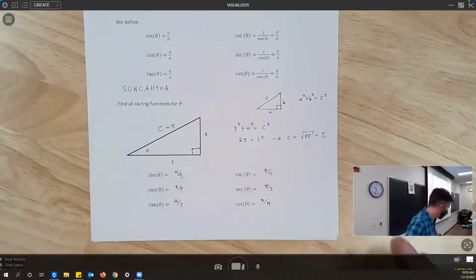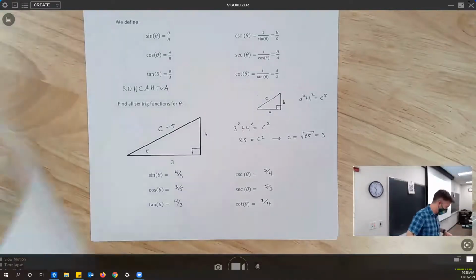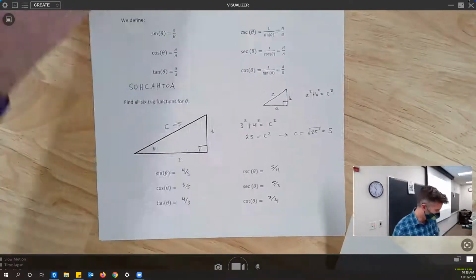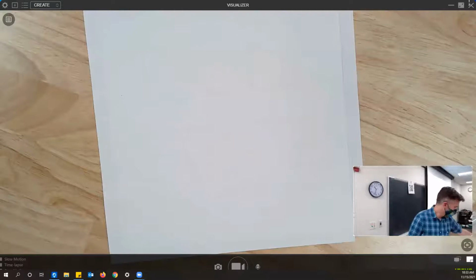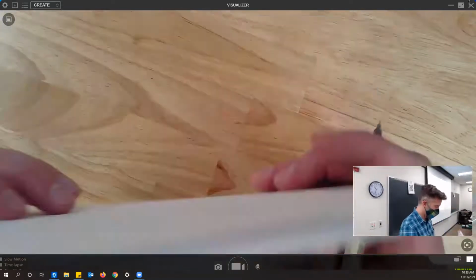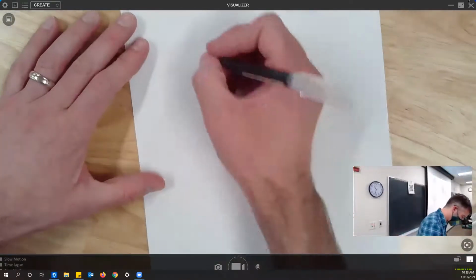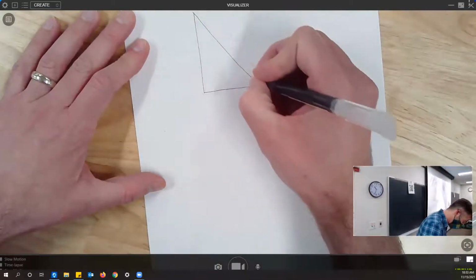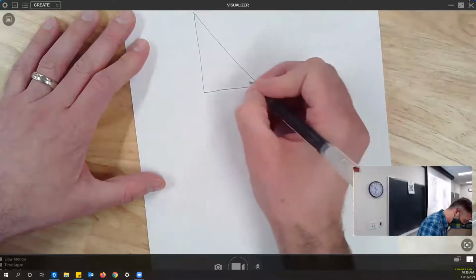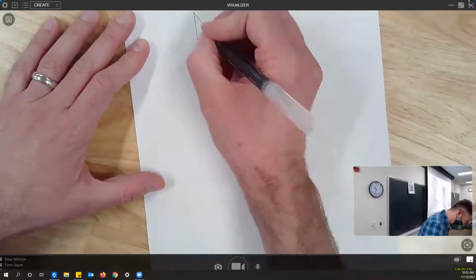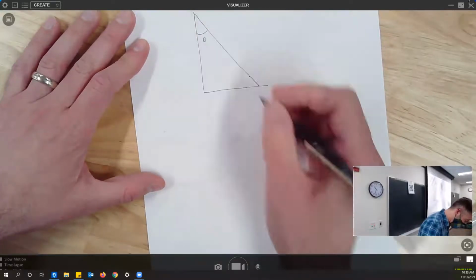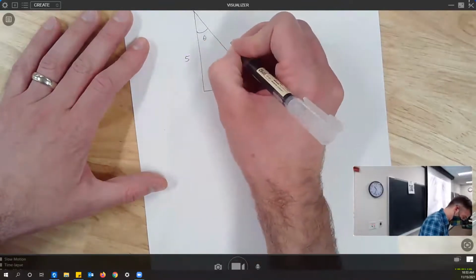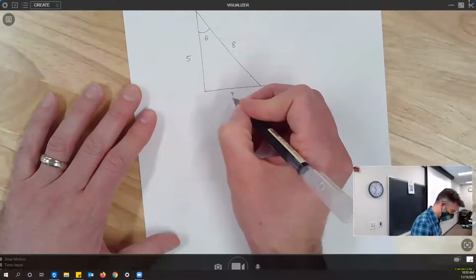We've got time. Let me throw another example your way. Let's do another one. Let's say we were given this lovely right triangle. Our angle is theta here. And we're given some sides. Let's say this is 5 and this is 8. And we don't know what this side is.